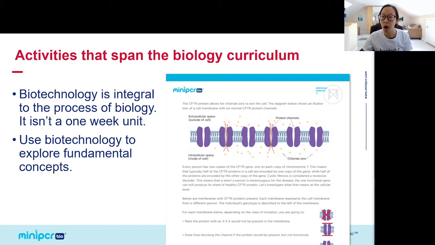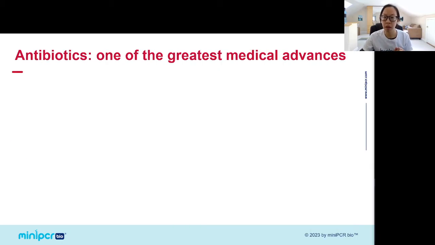For example, our Missing Lab uses PCR and gel electrophoresis to explore how genetic differences can cause diseases at the cellular level, like cystic fibrosis. So that's just one example. But before we get into the details of the BioBits Antibiotic Resistance Lab, let's take a step back and first go over some background info on antibiotics.